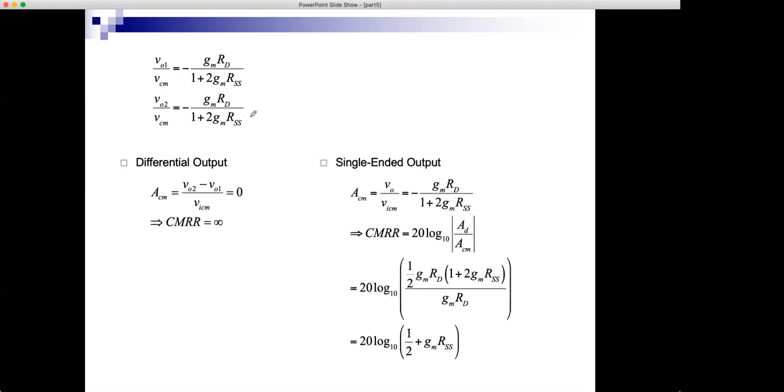So if I take the output differentially, because the two are equal, even if the current source is non-ideal, I will not get anything. But if I take it single-endedly between the drain and ground, I will actually get a common mode gain. And the non-ideality of the current source, if I take the output from one drain only, will make this amplifier a non-ideal differential amplifier. It will have a non-zero ACM and a CMRR which is not infinite.